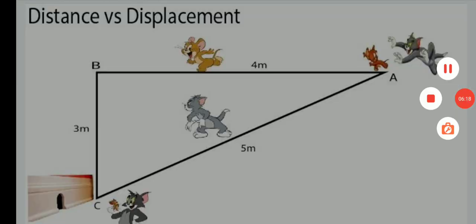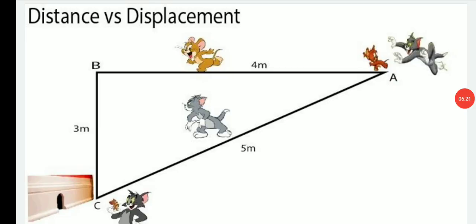So hope you guys could easily understand what is the distance and what is the displacement, and what are the common differences between distance and displacement.